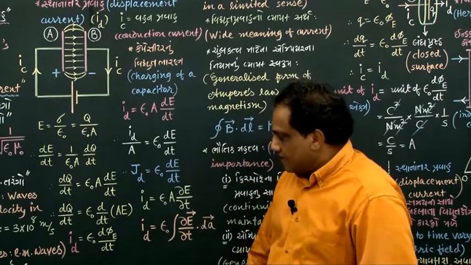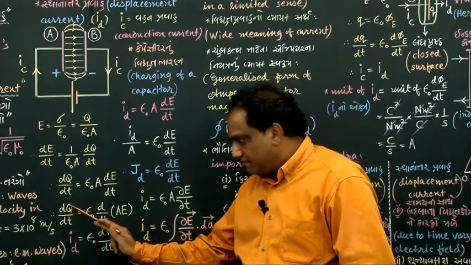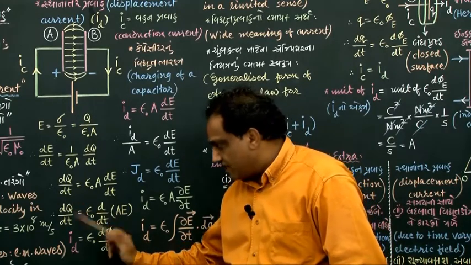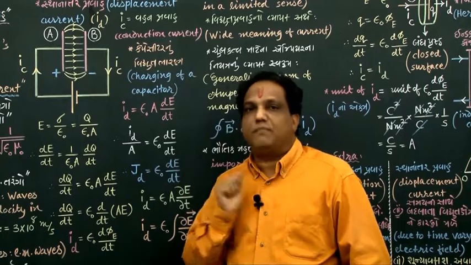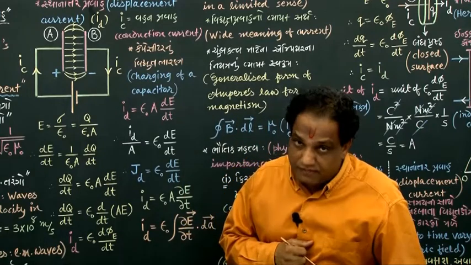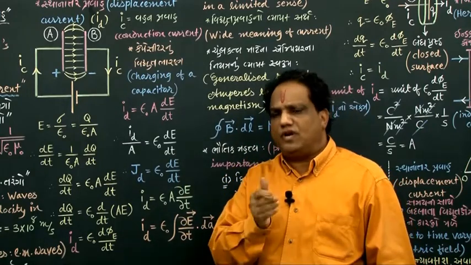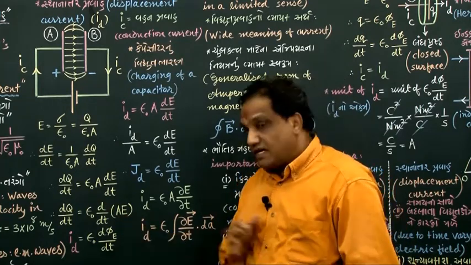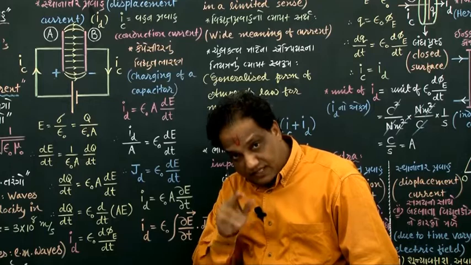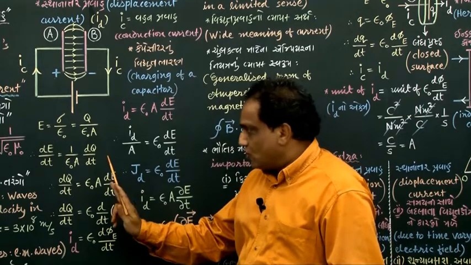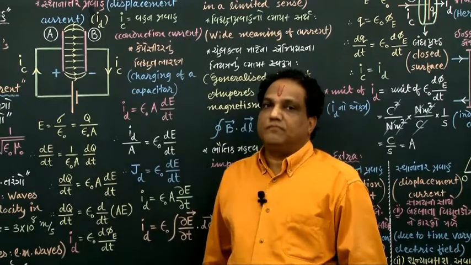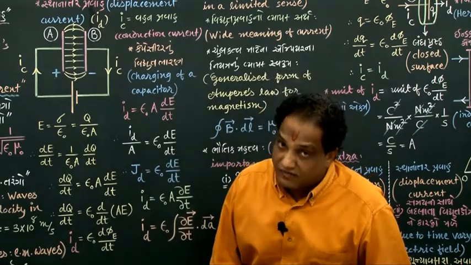Now tell me, this has the unit coulomb, this has the unit second. So coulomb upon second, don't you know? It is ampere. Coulomb upon second is ampere, and ampere is the unit of electric current. But this is that current which has been produced because of a time varying electric field.